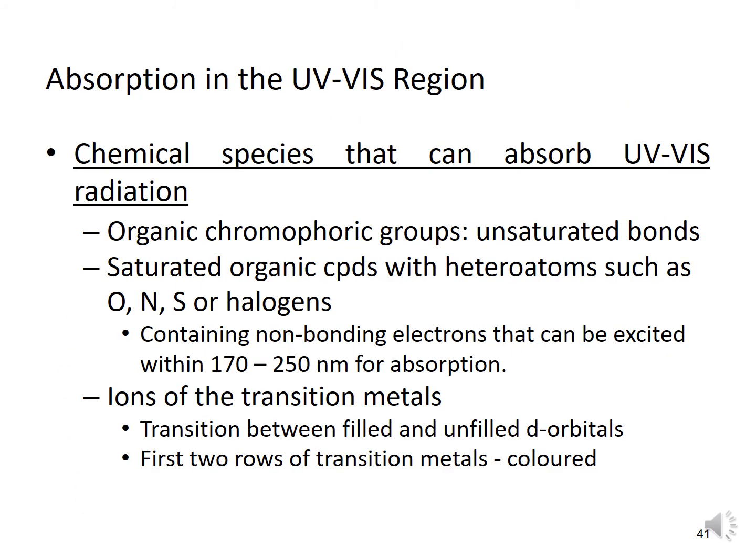So here is the absorption in the UV-Vis region: chemical species that can absorb UV-Vis radiation. For example, organic chromophoric groups, unsaturated bonds. Next, saturated organic compounds with heteroatoms such as oxygen, nitrogen, sulfur, or halogens. And the next one is ions of the transition metals.